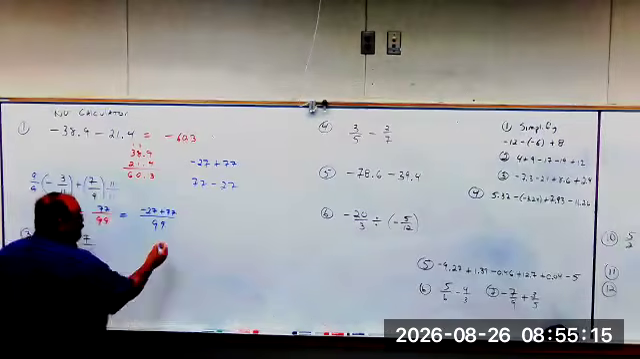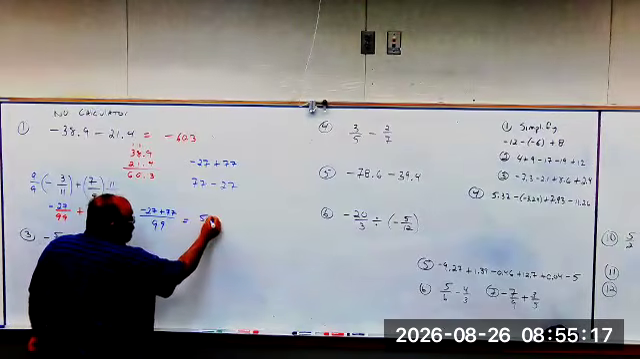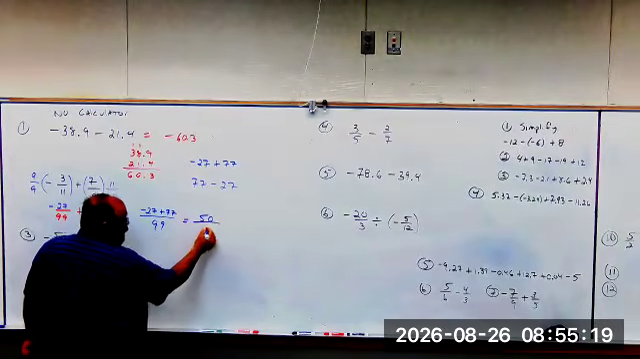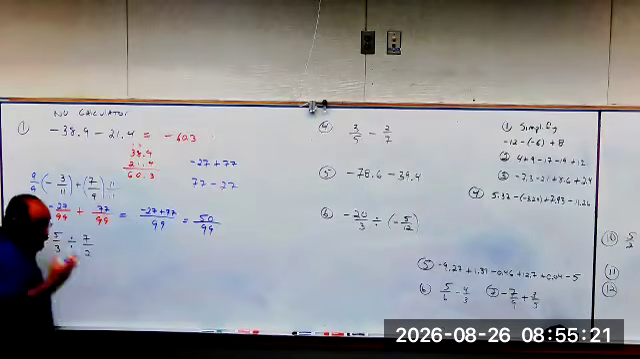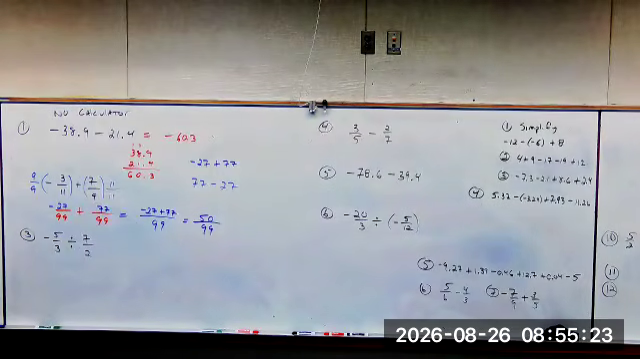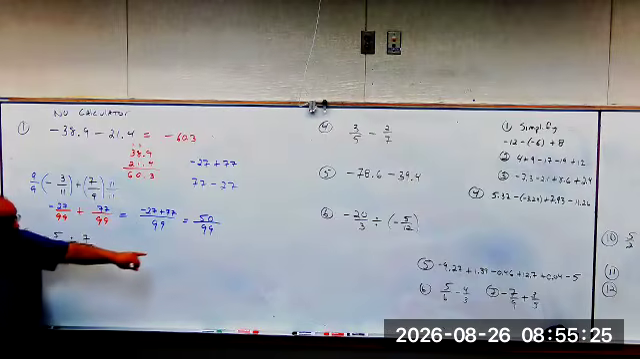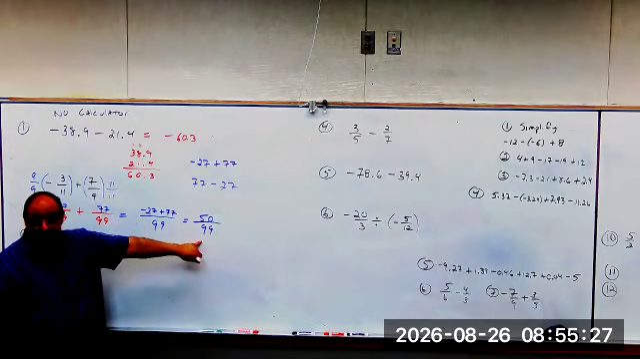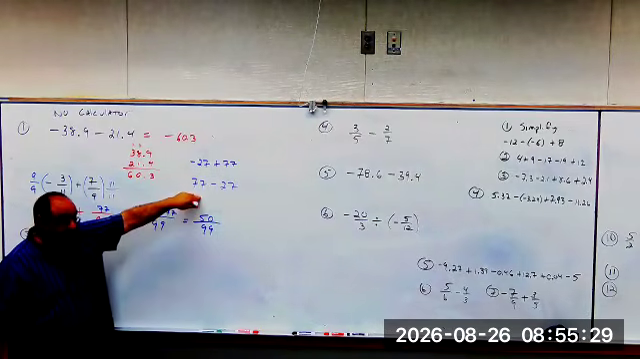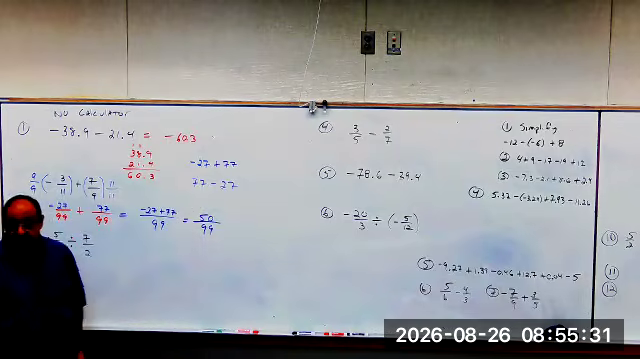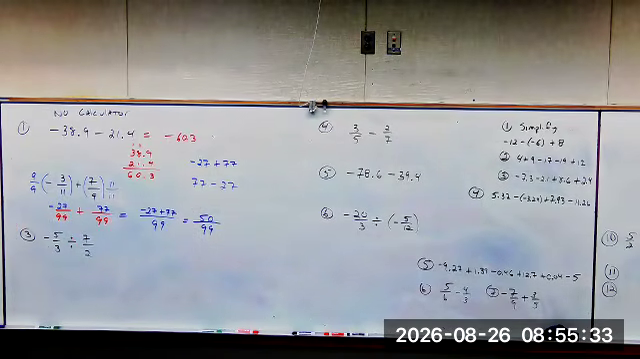So the answer is a positive 50 over still a 99. Then you've got to reduce it if it can. Well, the only things going into 99 are 9 and 11. Neither 9 nor 11 is going into 50, so it's not going to reduce. If it can be reduced, you've got to reduce it.